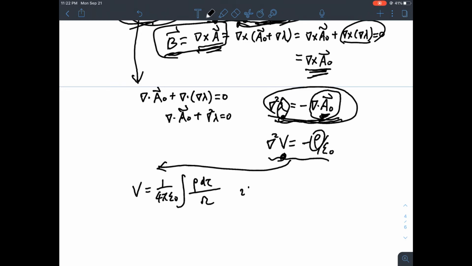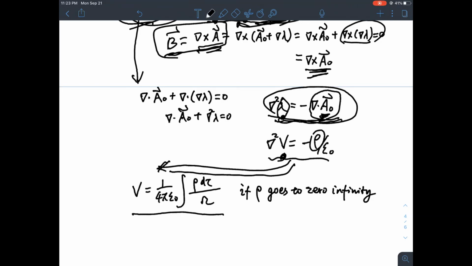Of course, this is if rho goes to 0 at infinity. In other words, we have charges that are contained in some regions and do not extend to infinity. This is what we showed before. You have some charge distribution, and we want to figure out the electric field at some point. This is just to use this equation.